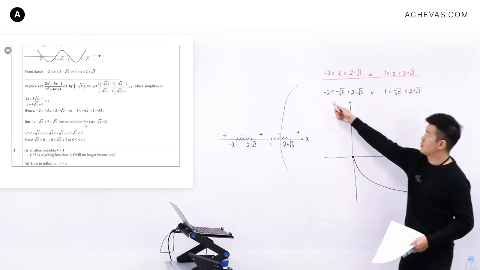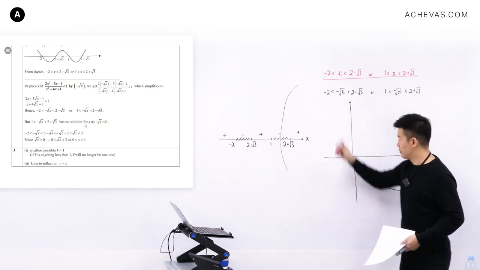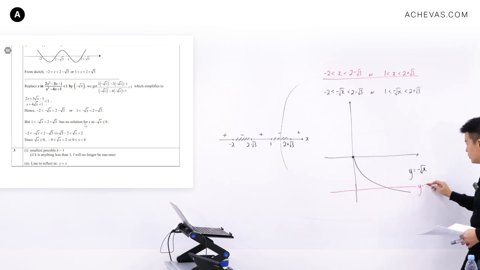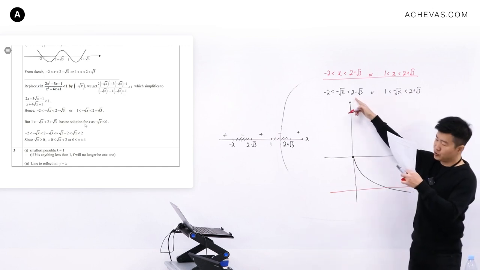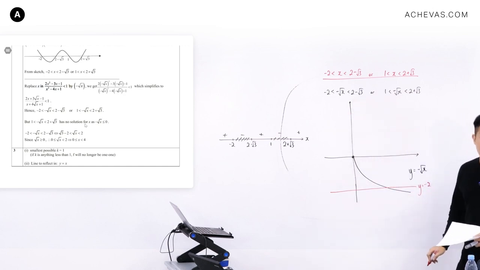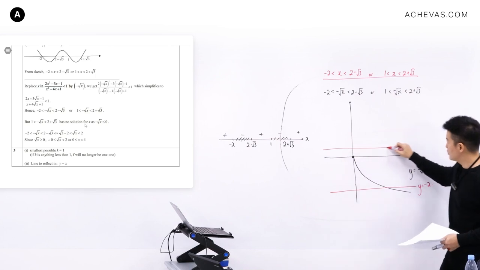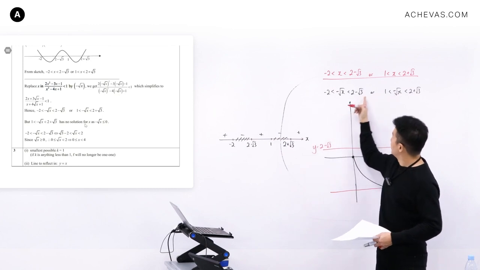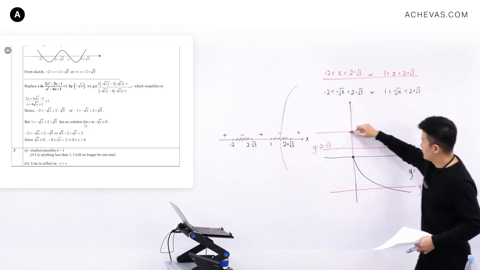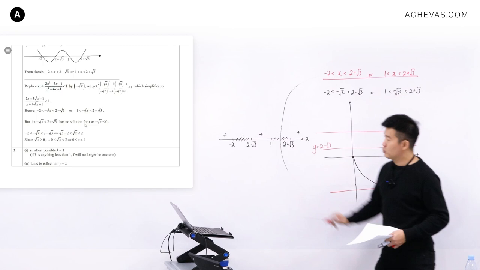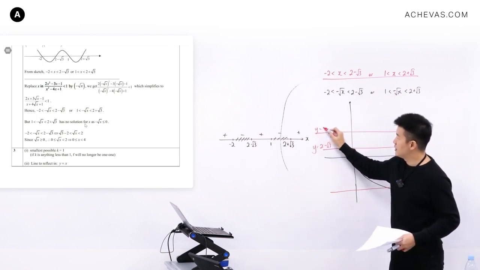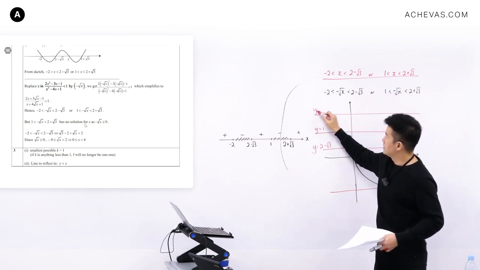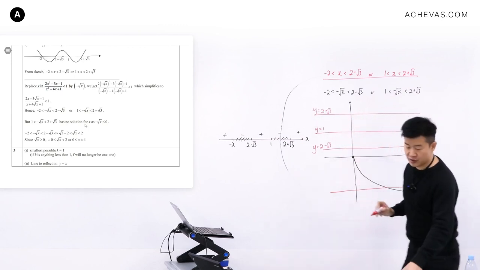The first one is y is equal to minus 2. Y is equal to minus 2 is here. Next, I'm going to draw 2 minus square root of 3. It is a positive number, so 2 minus square root of 3 is here. So this is y is equal to 2 minus square root of 3. Then 1 is here. 1 is bigger than 2 minus square root of 3. So this is the line y is equal to 1. And the last one is this line y is equal to 2 plus square root of 3.